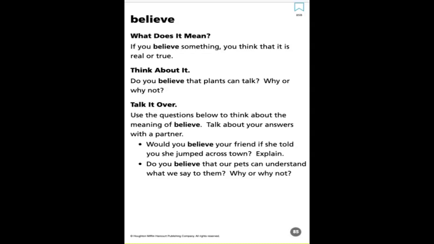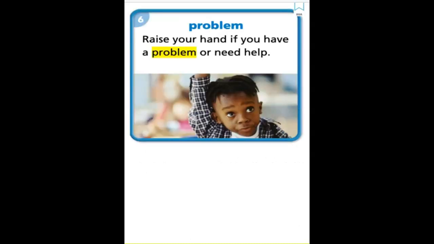Number 5, believe. People clap if they believe or feel someone has done a good job. What does it mean? If you believe something, you think that it is real or true. Think about it. Do you believe that plants can talk? Why or why not? Talk it over. So we're going to use the questions below to think about the meaning of the word believe. Would you believe your friend if she told you she jumped across town? Do you believe that our pets can understand what we say to them? Why or why not?